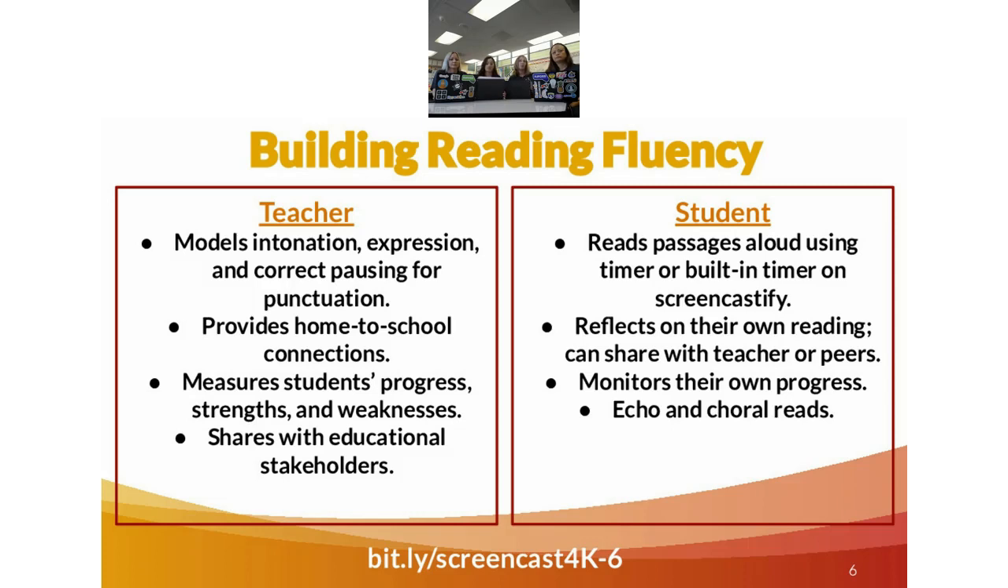And as you saw in our video, the student is actually timing themselves using a timer. There's also a way where you could use the built-in timer on Screencastify, but it gives students as well as teachers the chance to reflect on and monitor student progress.